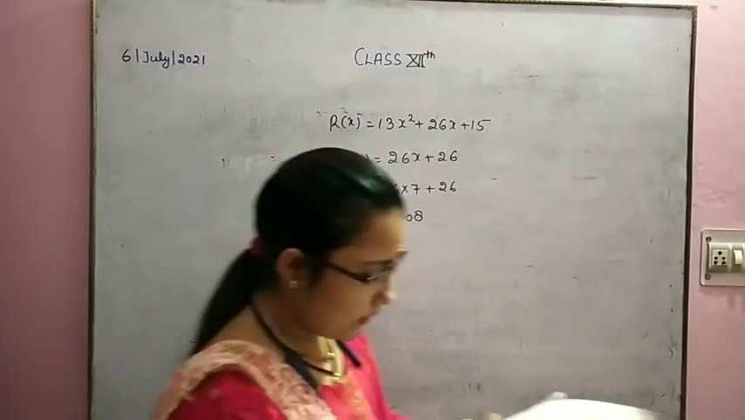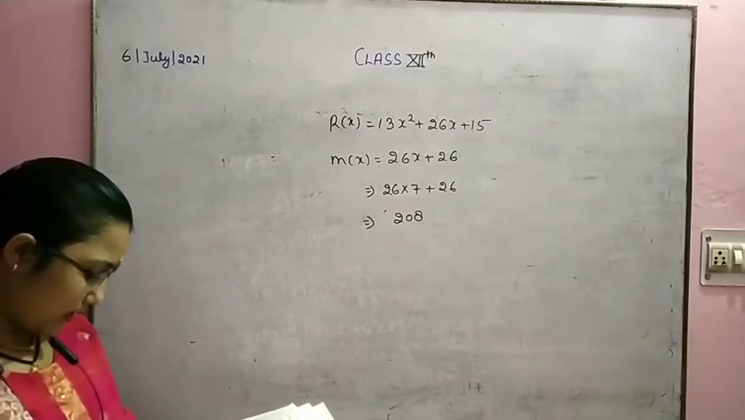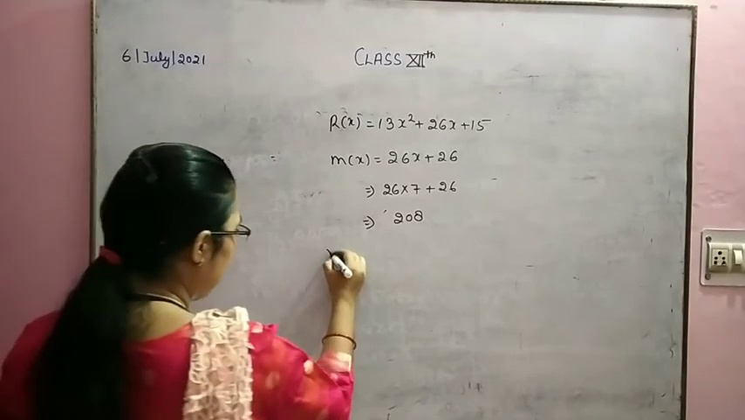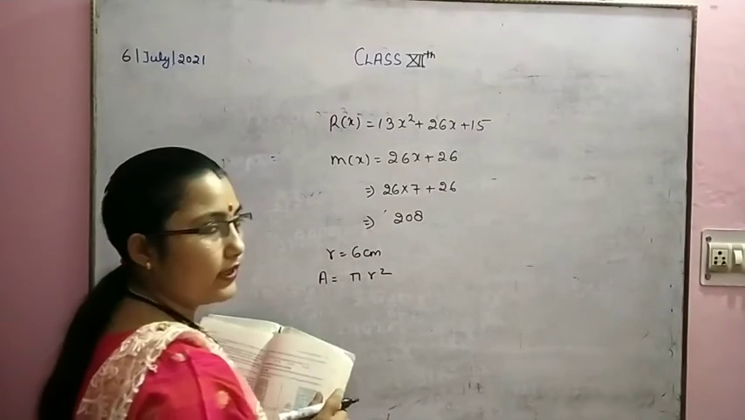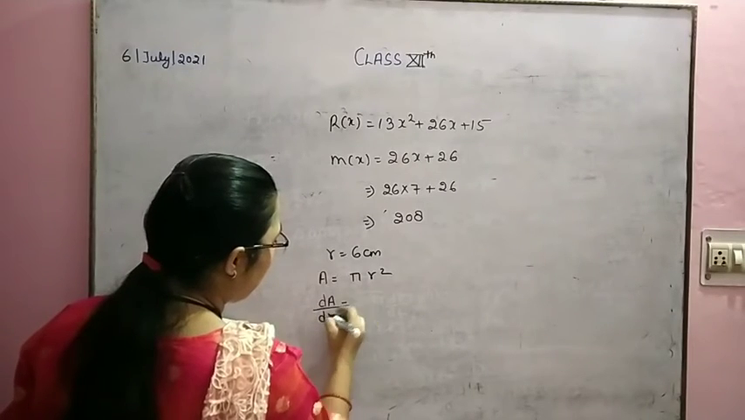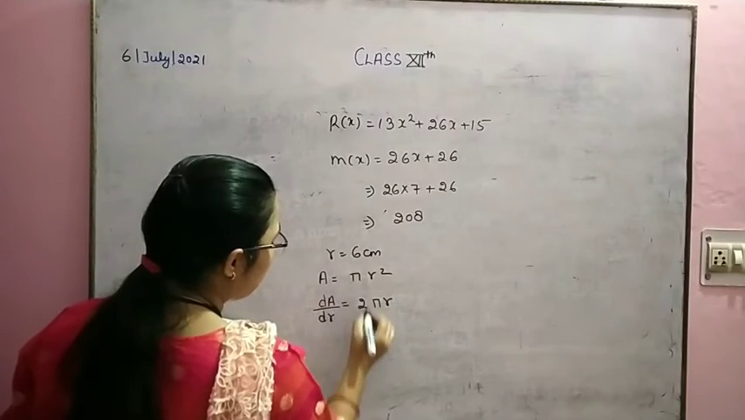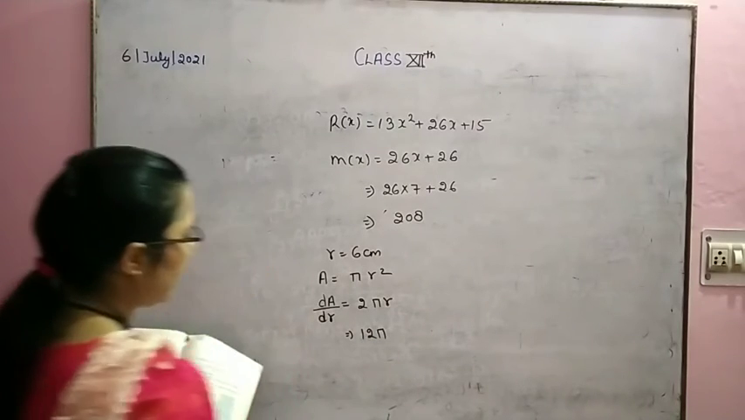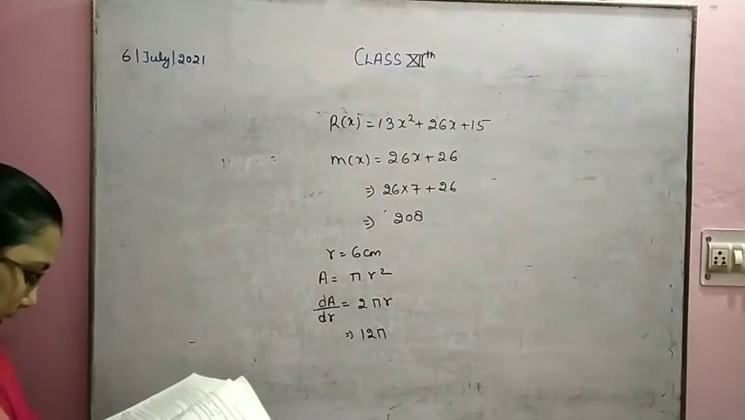The rate of change of the area of the circle with respect to its radius at r equals to 6 centimeter is. We have to find out the rate of change of area at r equals to 6 centimeter. So the area of circle is pi r square. To find out the rate of change of area, we have to differentiate the area with respect to r. Now we get 2 pi r and put r equals to 6 here. We get 12 pi as a answer. Okay, then so the option B is correct.